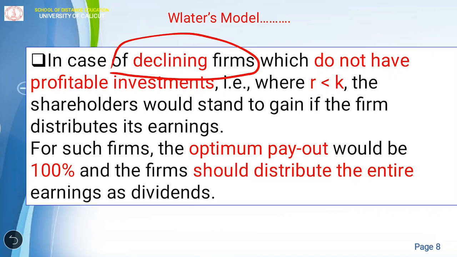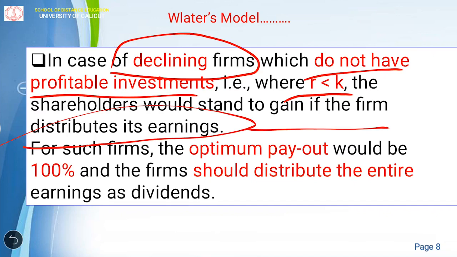In the case of declining firm, which does not have profitable investment, that is R, rate of return, is less than cost of capital. So the shareholders would stand to gain if the firm distributes its earnings. Here the optimum payout ratio should be 100%. That means the firm should distribute the entire earnings as dividend under the declining condition.